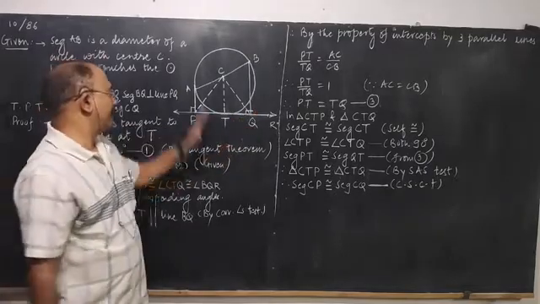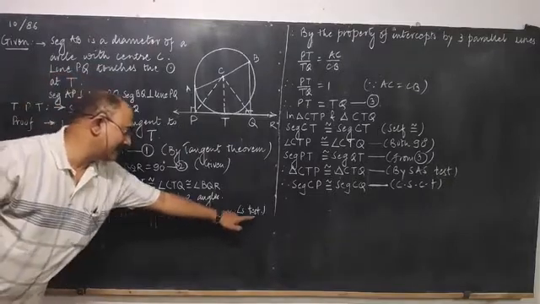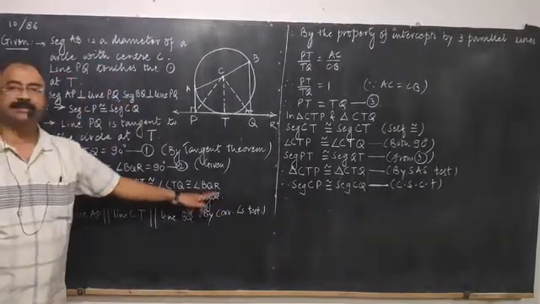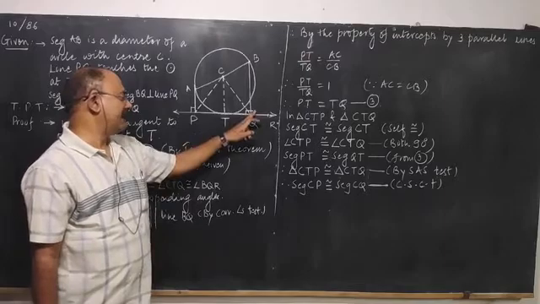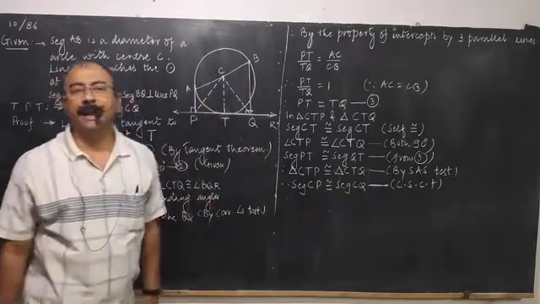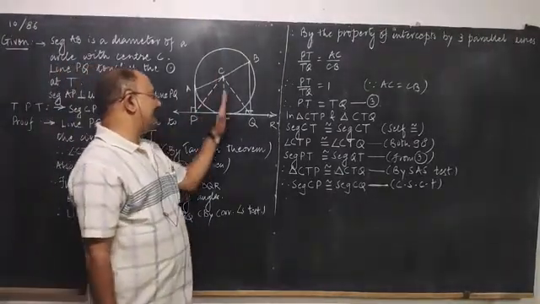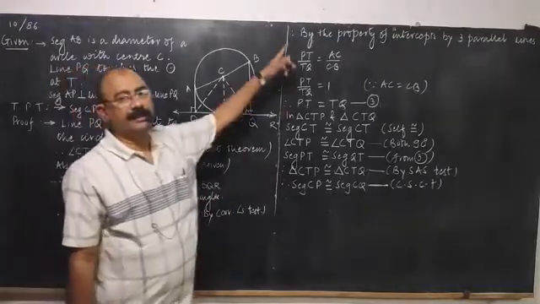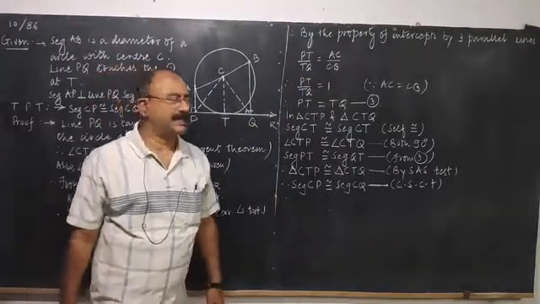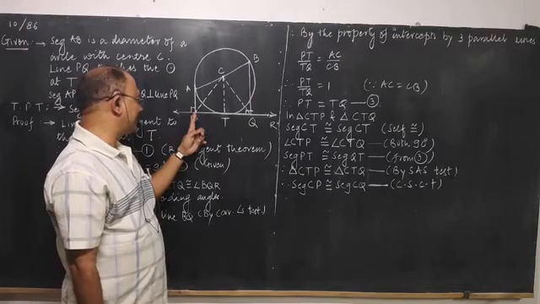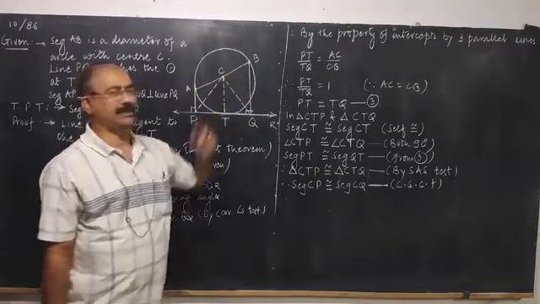If this angle is congruent to this angle is congruent to this angle, that means all three corresponding angles are congruent, and therefore these three lines will be parallel to each other by the corresponding angles test. When we say that these three lines are parallel, we have the property of intercepts by three parallel lines. The property says the ratio of intercepts on one transversal, that is PT upon TQ, will be equal to AC upon CB.